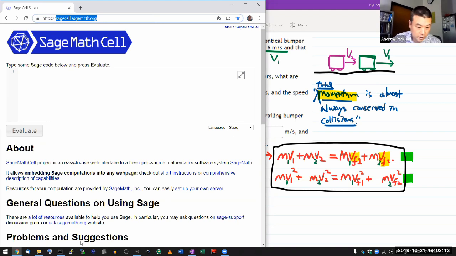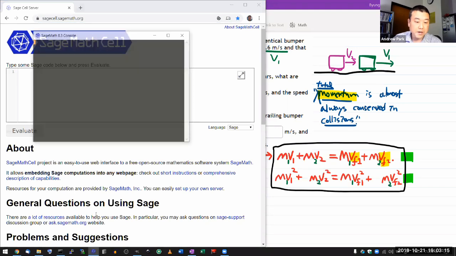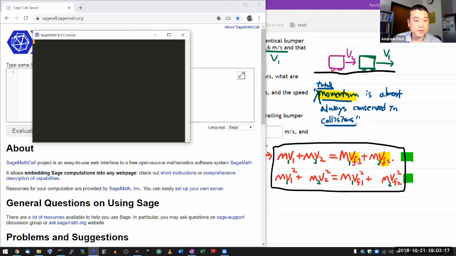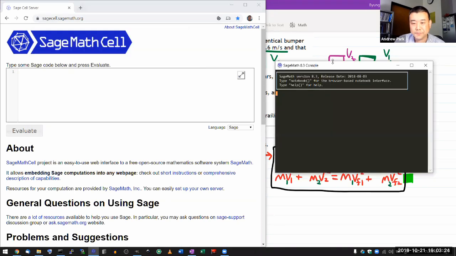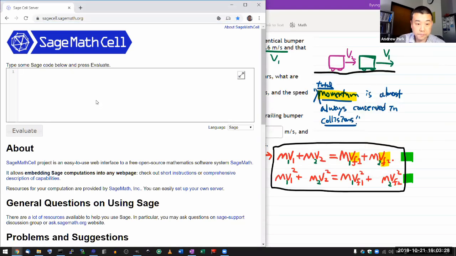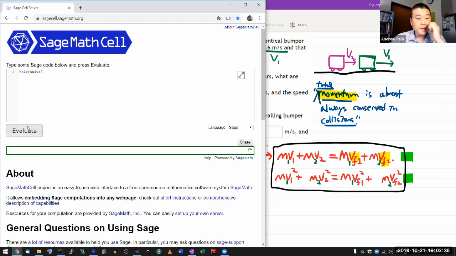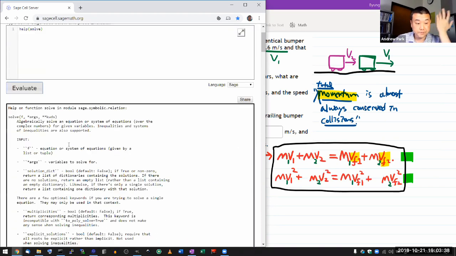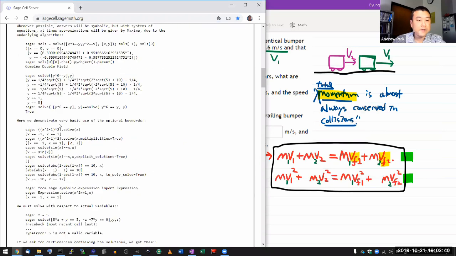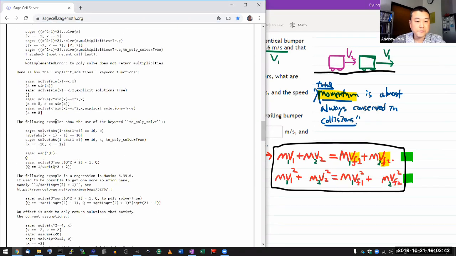I also have Sage installed on my computer, which I could have used to demonstrate, but most people don't have it. If you have to install something on your computer, then it becomes very tedious. So let me not do that. There's a function in Sage called solve. Let me just show you, help solve. So that's the help file, which tells you how to solve.